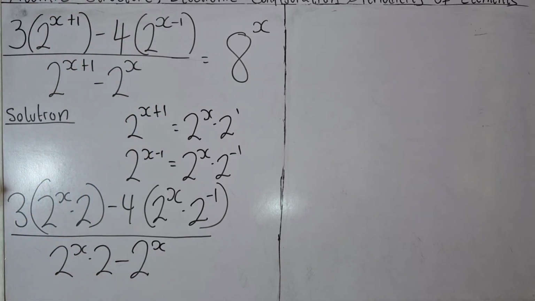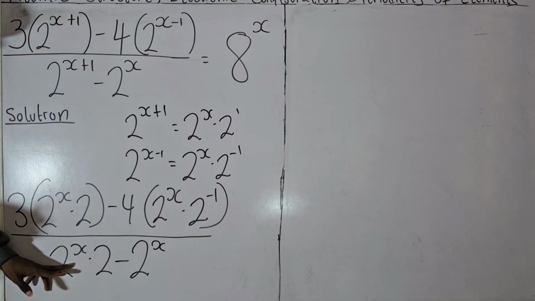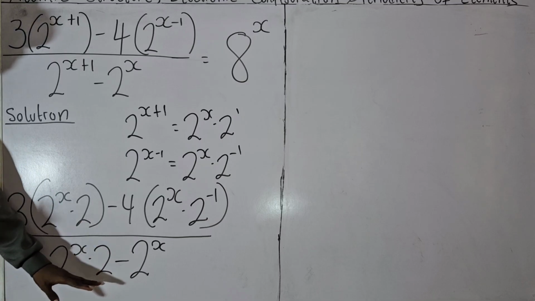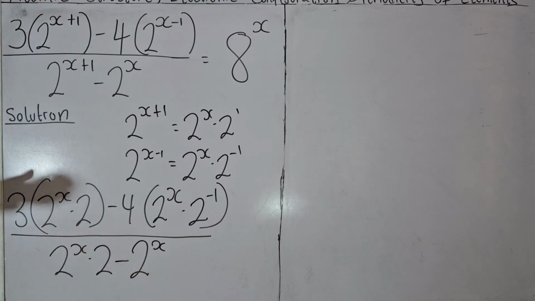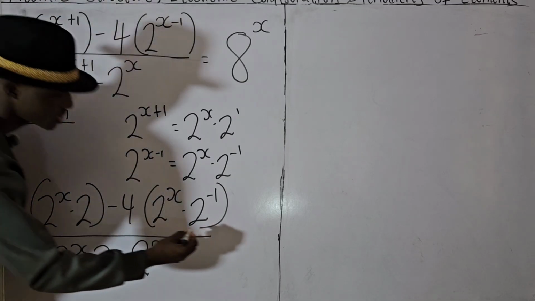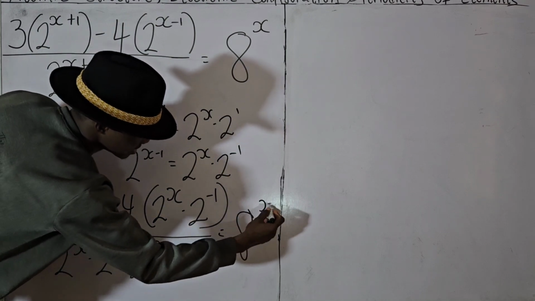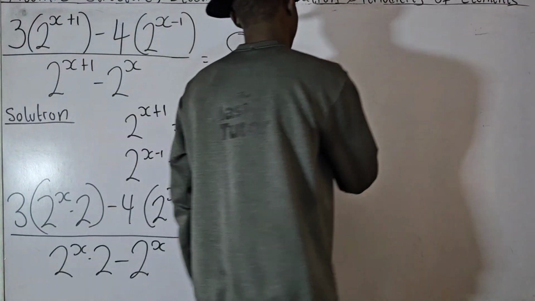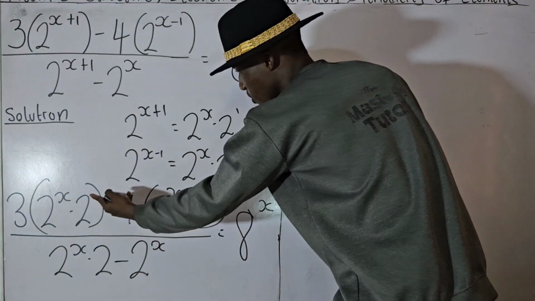Now, if you check the numerator, you will observe that something is common. What is common? 2 raised to the power of x is common to this and also this. So we're going to factorize it out. Also, if you check the denominator, you will observe that 2 raised to the power of x is common to this and this. So we're going to factorize it out. Do not forget that this is equals to 8 raised to the power of x, okay? So let us proceed. Let's factorize out 2 raised to the power of x.